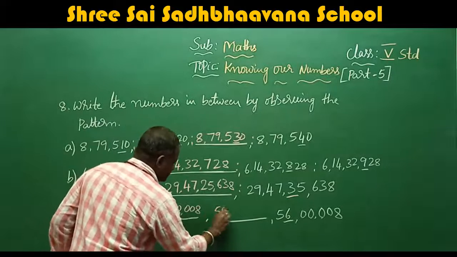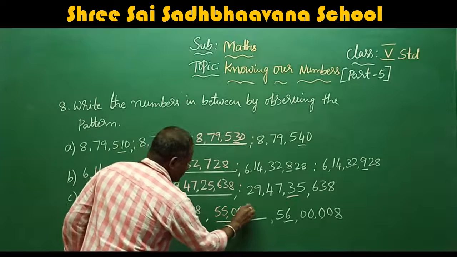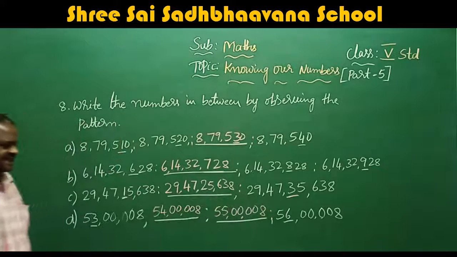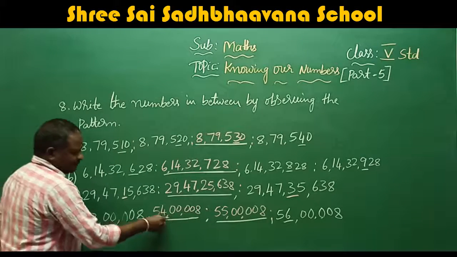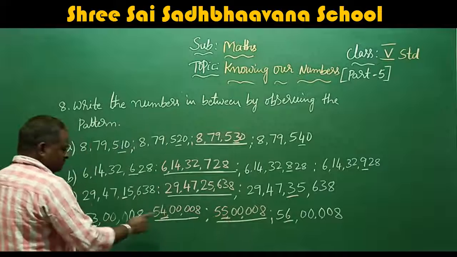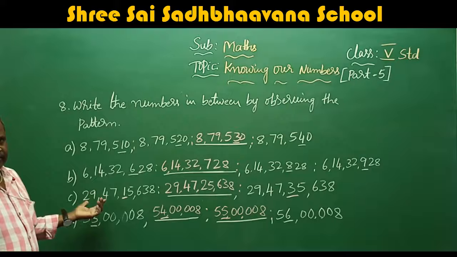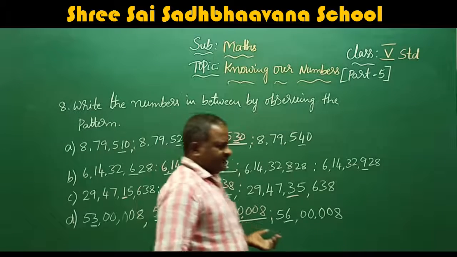Here 55 lakhs, 8. And this number is 56 lakhs. That means here the pattern, that is 3, 4, 5, 6. So this completes your exercise 1.2. I hope you understand very well.